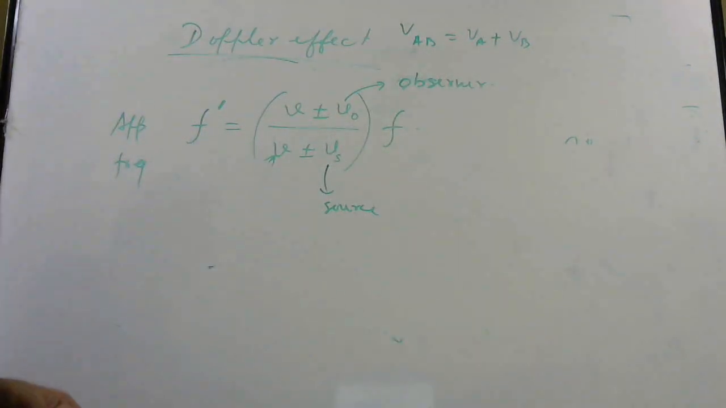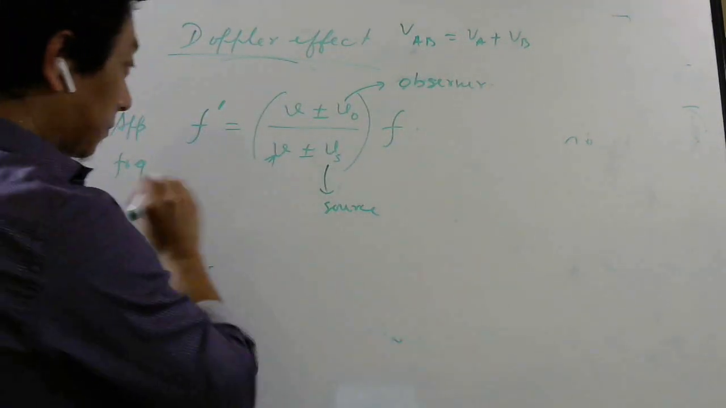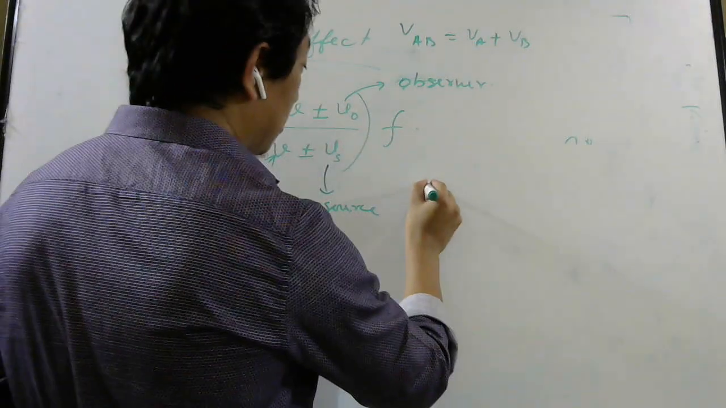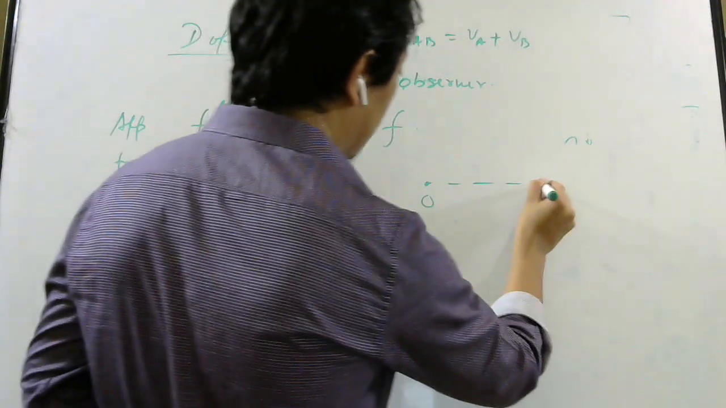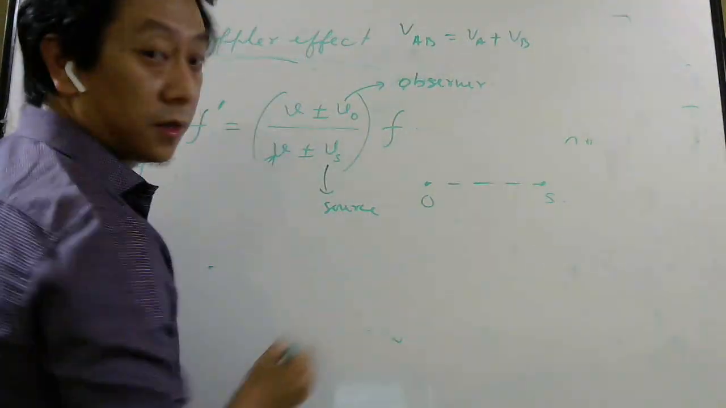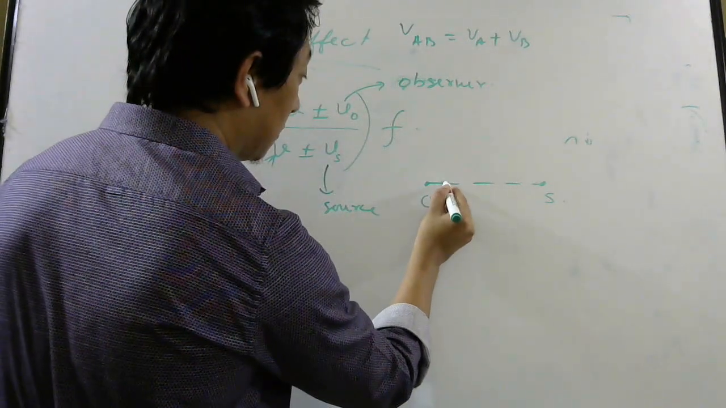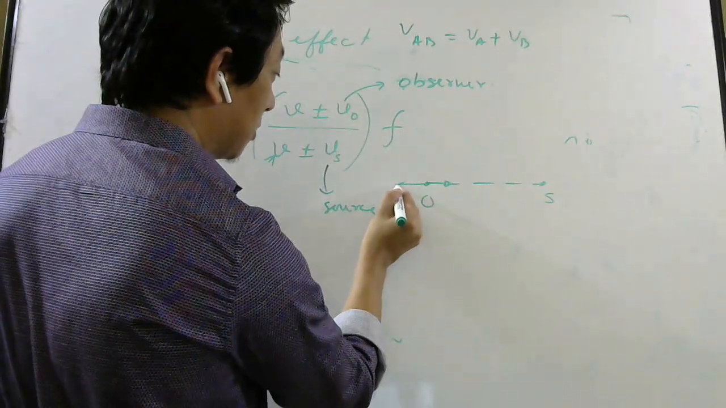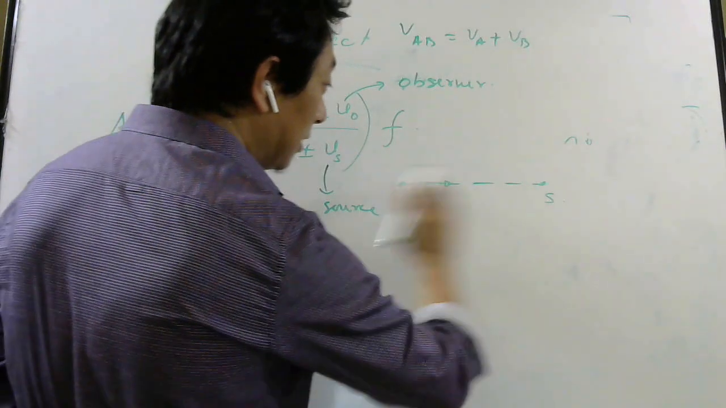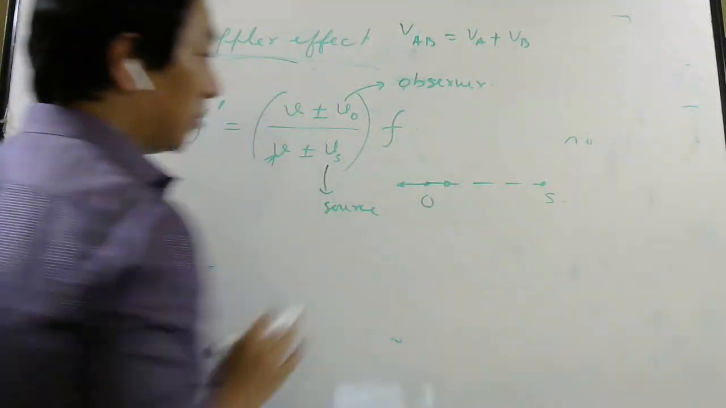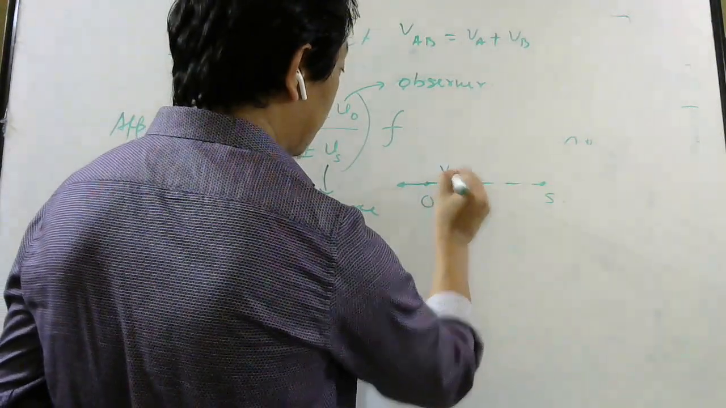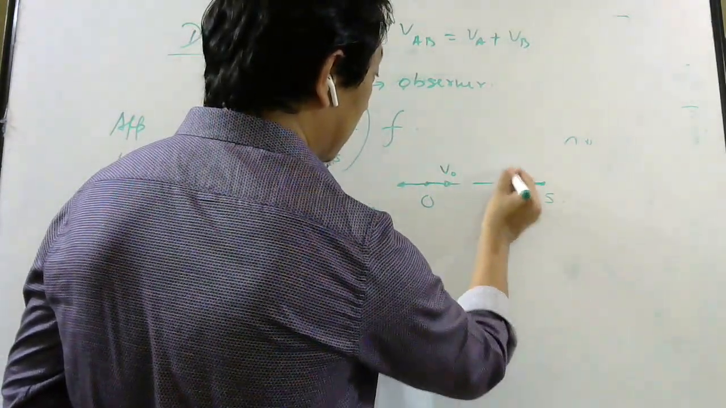Also keep in mind that this Vo and Vs that we are writing, okay, so if this is the observer and this is the source, Vo represents the speed of the observer either towards the source or away from the source, but it is along the line joining the two objects, the observer and the source. And this is V. And Vs can be either here or here.